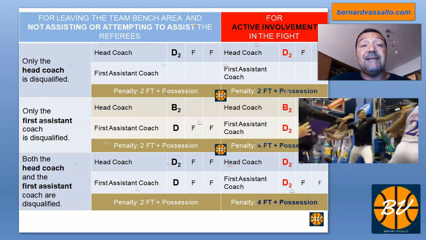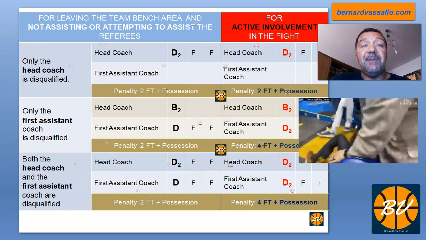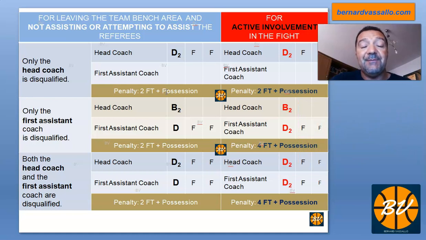If the assistant coach does the same thing, but he is the only person that does so, therefore the assistant coach goes onto the court during a fighting situation and does not assist the referees to calm down the situation, as you can see, the assistant coach would be disqualified, shown as a D on the score sheet, and then a technical foul, an indirect technical foul, bench B2, is given to the coach. Why?